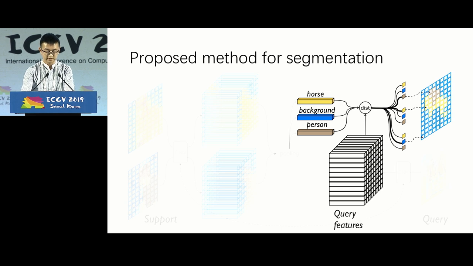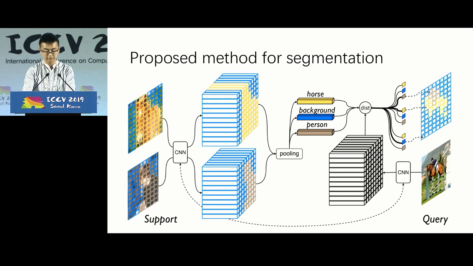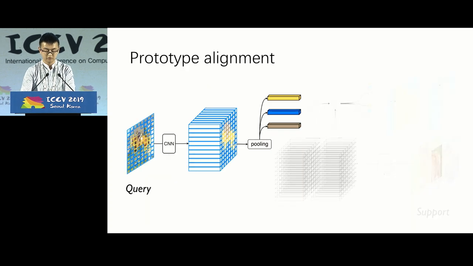So on top of that, we notice that the pixel level annotations of the support set are only used in masking the feature vectors. They are not fully utilized to help segment the query image. We therefore propose a prototype alignment module to help.